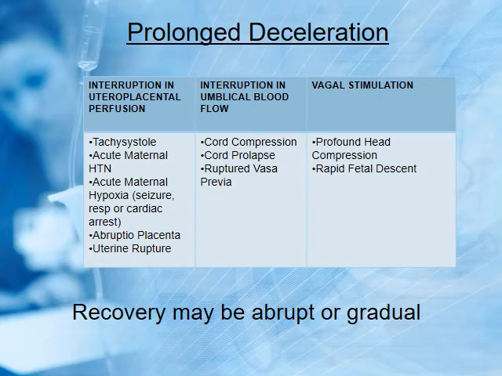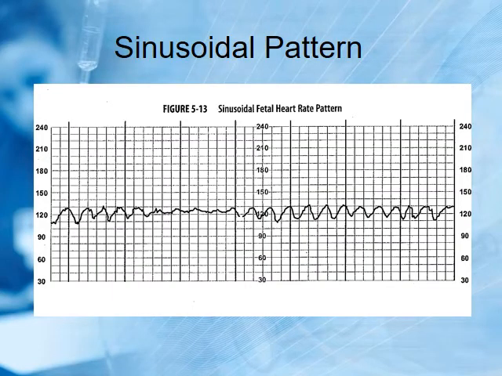The prolonged decelerations can be caused by any of these here. I'm not going to go into this one much. I do want you to know it's another type of deceleration because I said there are only 3 and this is a 4th. The ones I want you to know are the earlies, the lates, and the variables. And then the sinusoidal heart rate pattern we mentioned earlier.